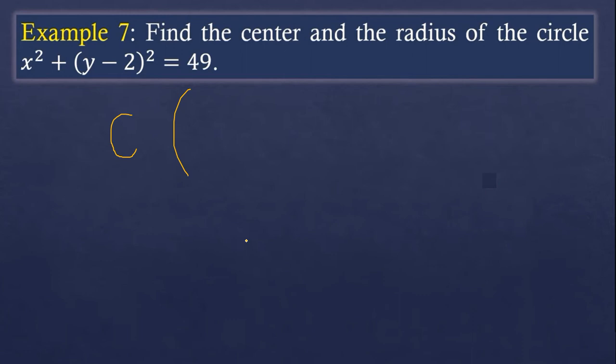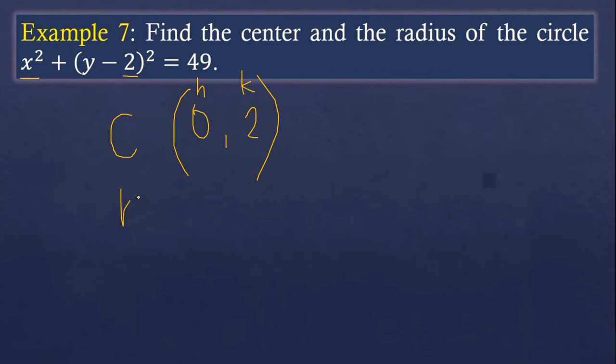So what is the center? If the equation is x squared plus quantity of y minus 2 squared is equal to 49, what is the center? What is the center? 0 and... very good. The center here is 0 and 2. So this is the k and this is the h. So this is your h and k.